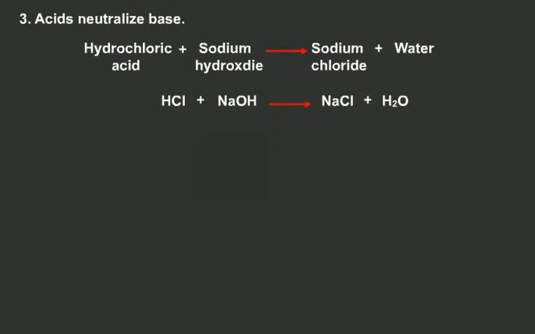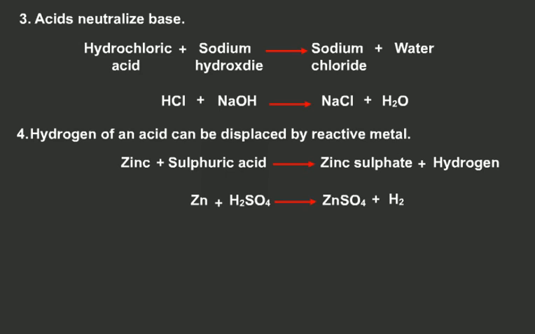Acids neutralize base. Look at this example. Hydrochloric acid combines or reacts with sodium hydroxide to give sodium chloride and water. Here, the acid HCl neutralizes the base NaOH. Hydrogen of an acid can be displaced by reactive metal. Look at this example. Zinc reacts with sulfuric acid to give zinc sulfate and hydrogen. Here, hydrogen in sulfuric acid is displaced by zinc.